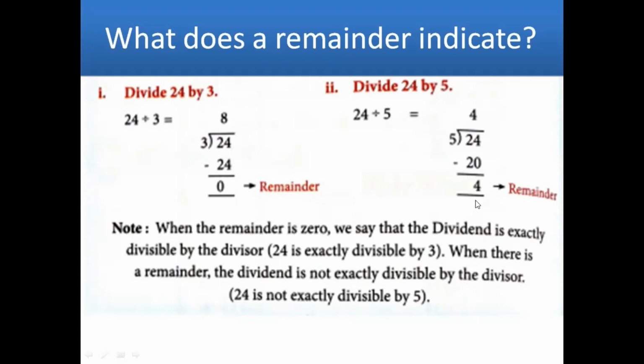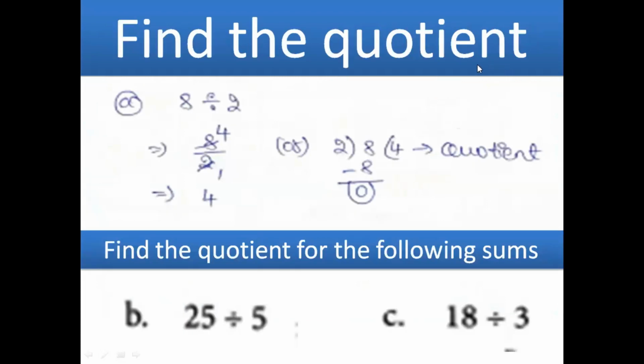See here, for example, 24 divided by 5. 5 is the divisor, 24 is the dividend, 5 4s 20. Remainder 4, so 24 is not exactly divisible by 5. Find the quotient. For example, 8 divided by 2. 2 4 ja 8. Quotient is 4. See here in division method 2: 2 4 ja 8. 8 minus 8 is 0. Remainder is 0. Quotient is 4.